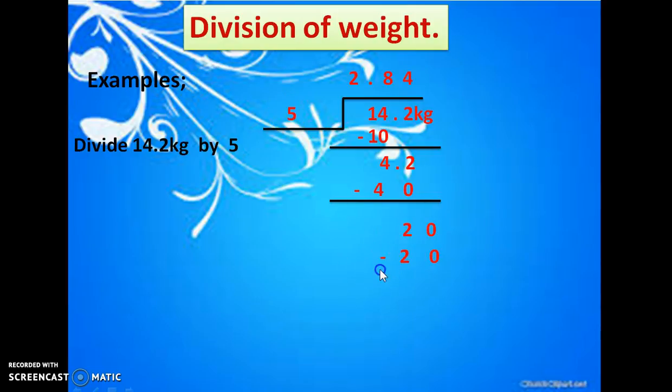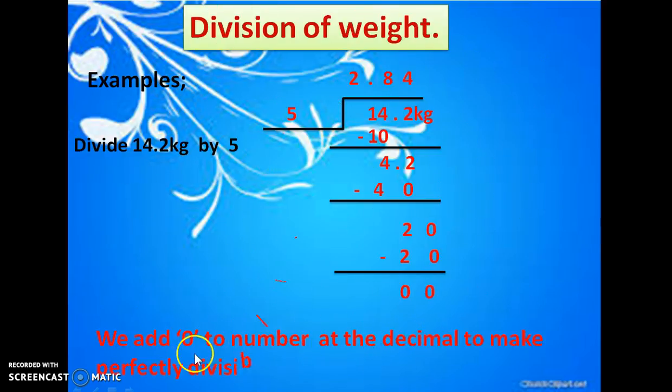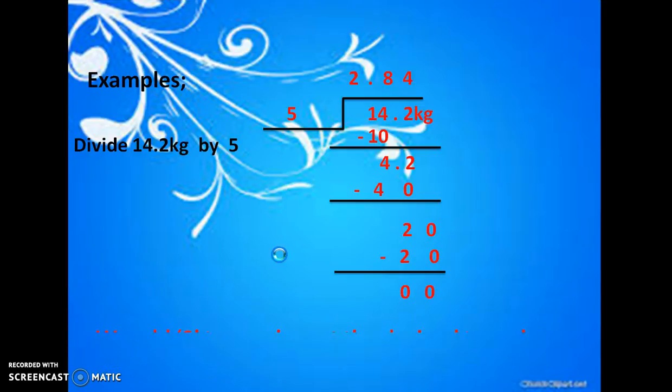Take away, then what you're going to get is what? 0. Why? Because you want to terminate your division. So that is why you must add 0 to this 2 to make it a perfect one. You can see we add 0 to the number at the decimal to make it perfectly divisible. That is why we put 0 on this 2 to make it a terminal division. So let's see another one.